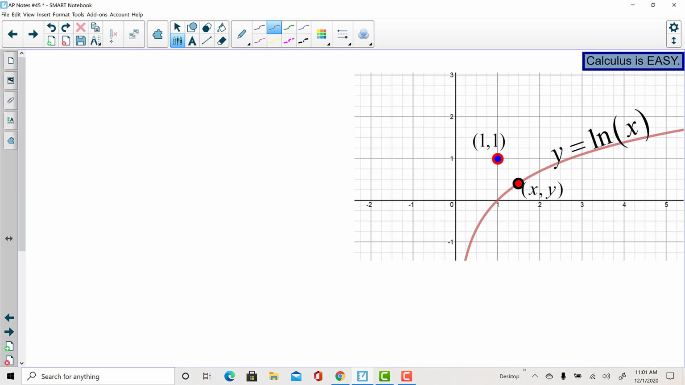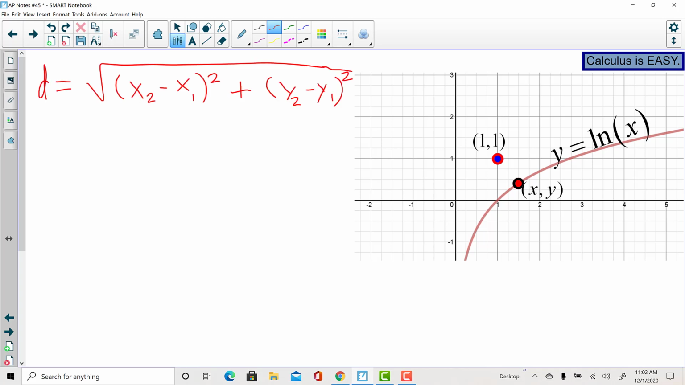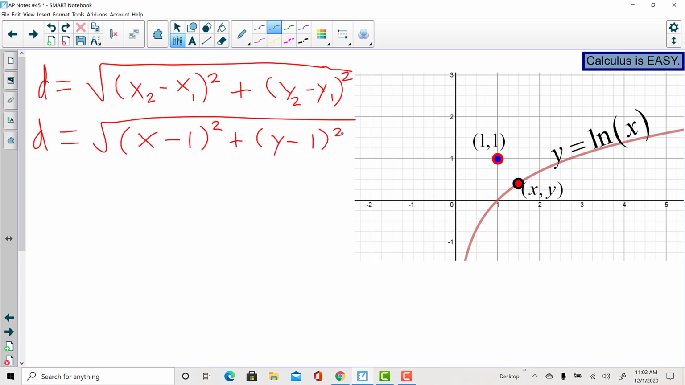First thing we're going to do is start off with our distance formula. Okay, there's our distance formula. We'll plug in the point 1, 1 and the point xy. And we're looking for the minimum distance, so we want to minimize this. However, we have a problem because we have a distance formula with an x in it and a y in it. But we can substitute our y for our function ln of x.